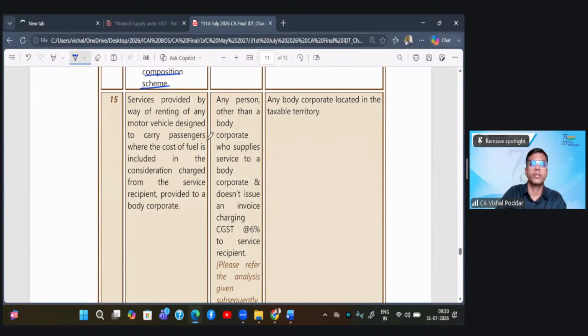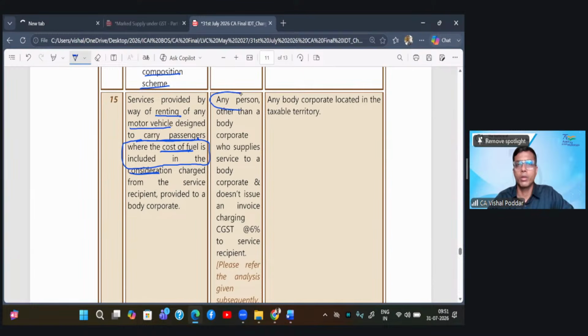Now next service. Now we come to the passenger transport service. Now in case of passenger transport service, what is given? The service is of giving on rent. What is given on rent? A motor vehicle, which is designed to carry passengers. And the most important part, the cost of fuel is included in the consideration or the price charged.